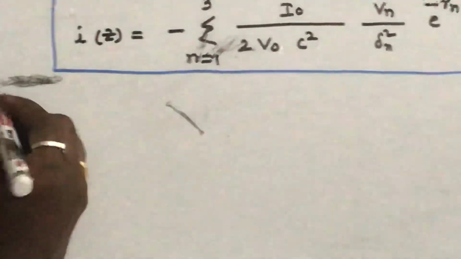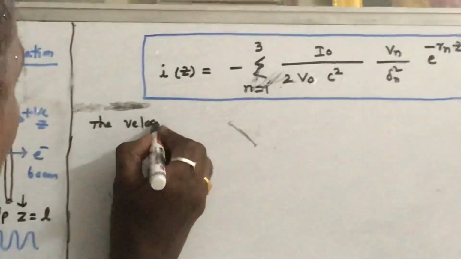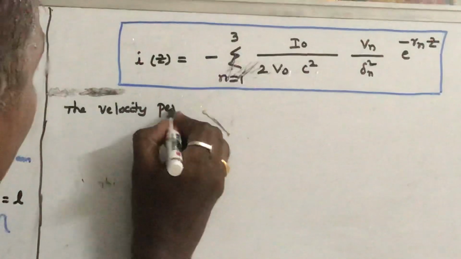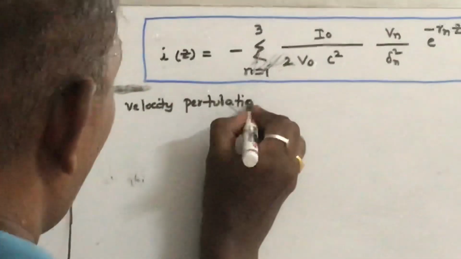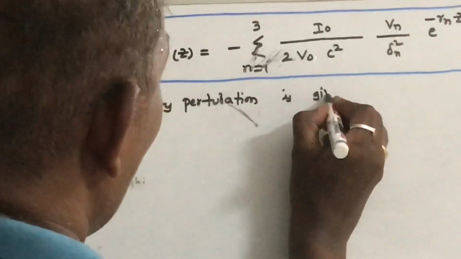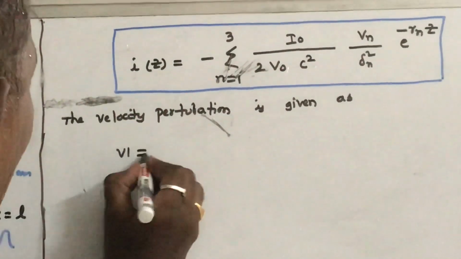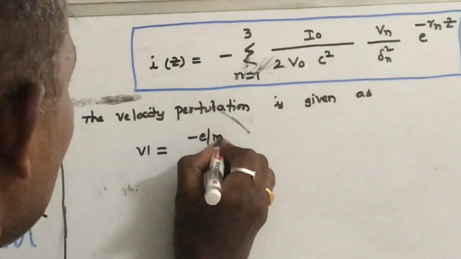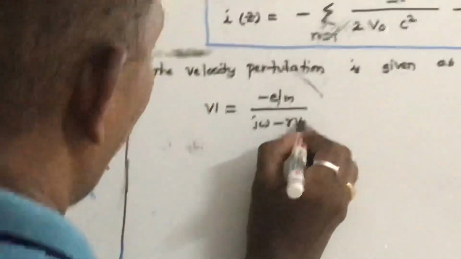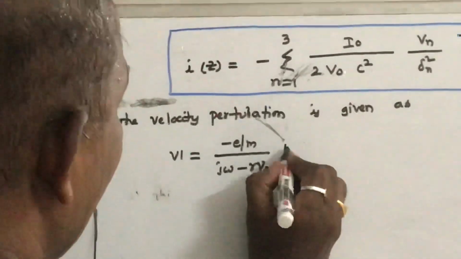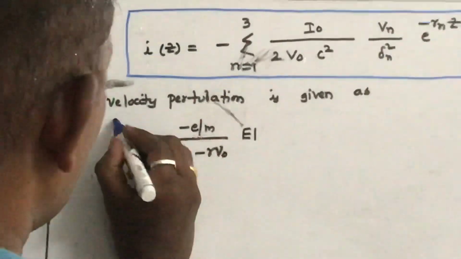Similarly, we have derived one more expression. The velocity perturbation is given as, so the amplitude, we have derived one more expression: V1 is equal to minus e by m by j omega minus gamma v naught, velocity v naught, into the amplitude of the axial electric field. So we have derived this expression also.